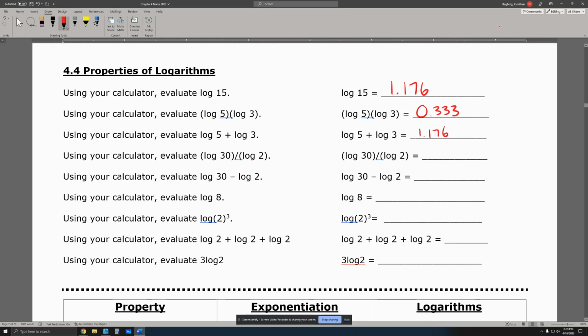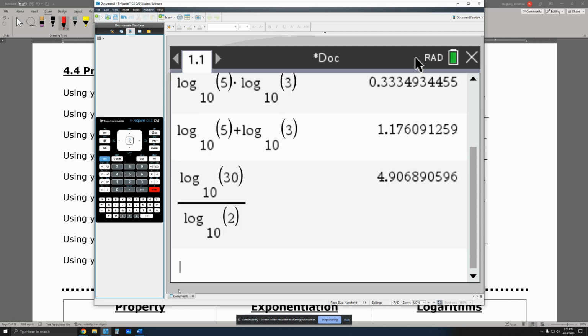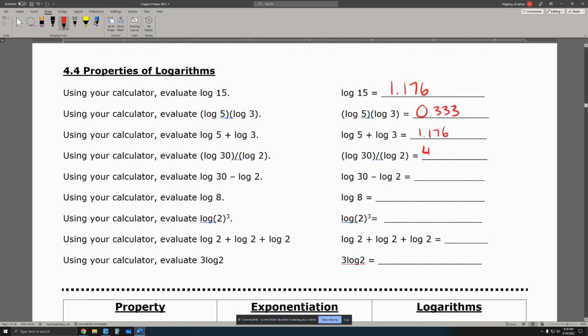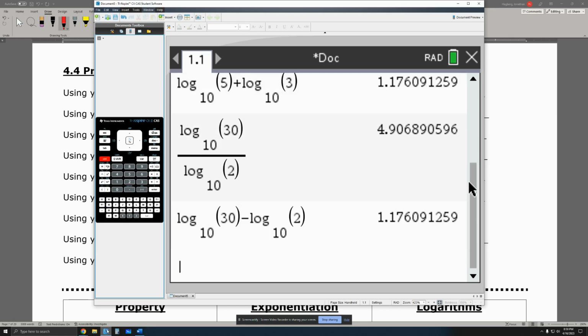I notice that log of 15 and log of 5 plus log of 3 are equal to the same thing. Now let's try another. Log of 30 divided by log of 2. Back to our calculator, I'm going to do control divide to open up a fraction bar. So log of 30 divided by log of 2. Control enter. That's going to be 4.907. And then log of 30 minus log of 2. Control enter. That's going to give us our 1.176.